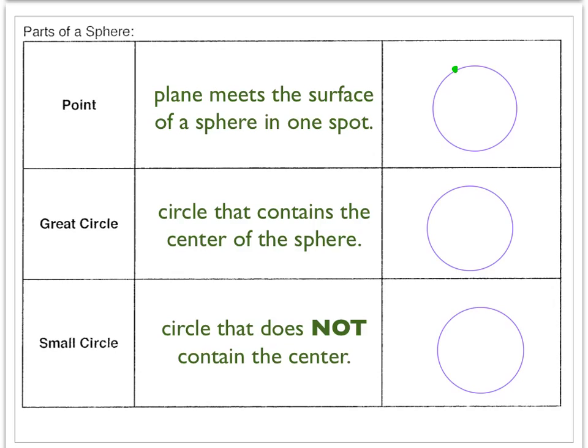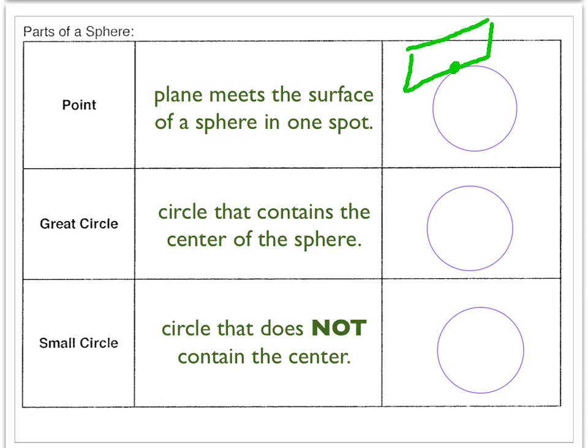So kind of tough to draw, but here's my sphere, and my plane. It just catches it, and if it just catches it, it's going to create a point on the surface of the sphere.